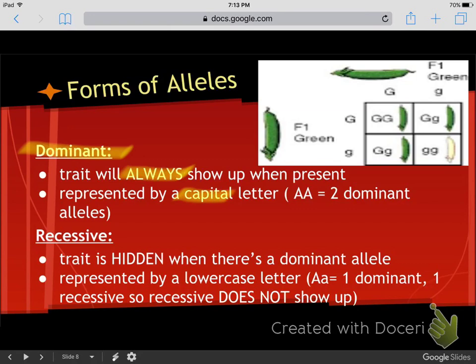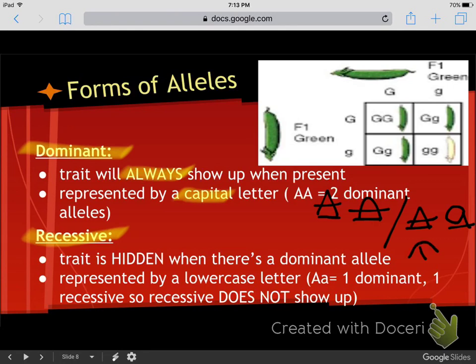So keep in mind you get 2 alleles, one from mom, one from dad. And if you get 2 capital letters, that means you got 2 dominant alleles. A dominant allele from mom, a dominant allele from dad. You could also get a dominant and a lowercase letter, which means it is recessive. If it is a recessive allele, then that means that the trait is going to be hidden if a dominant allele shows up with it.